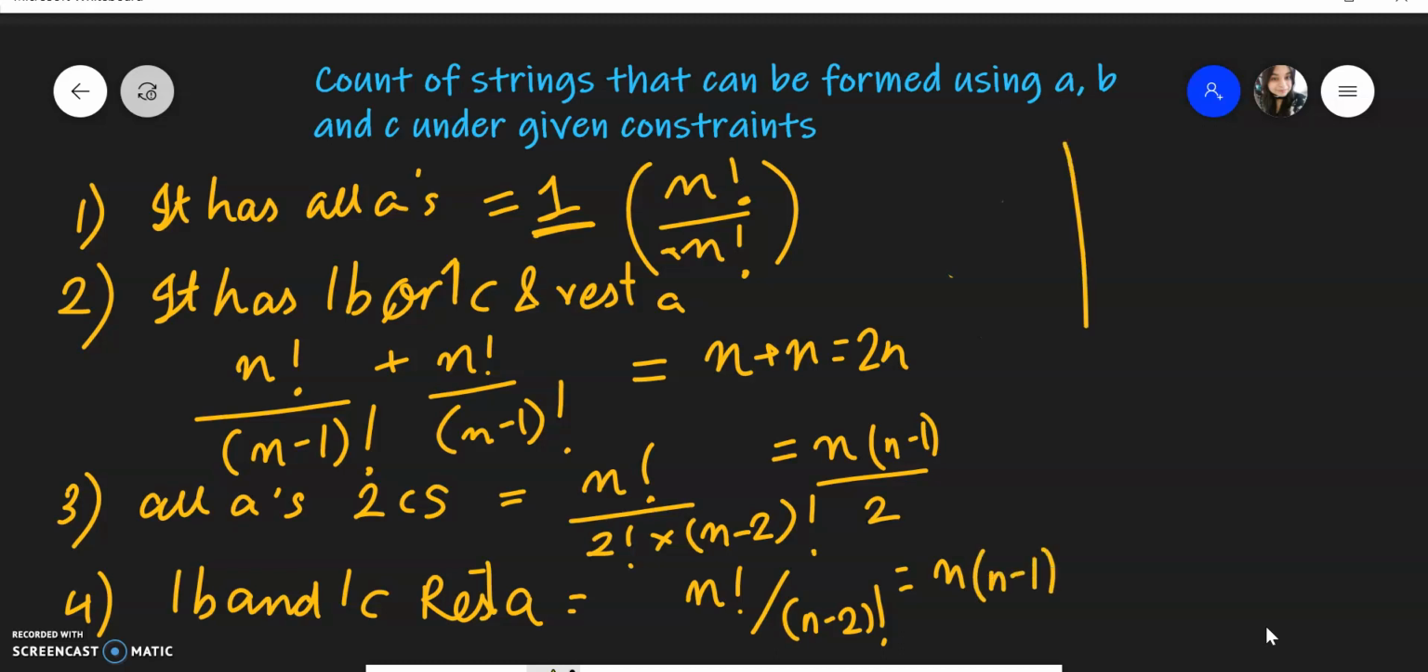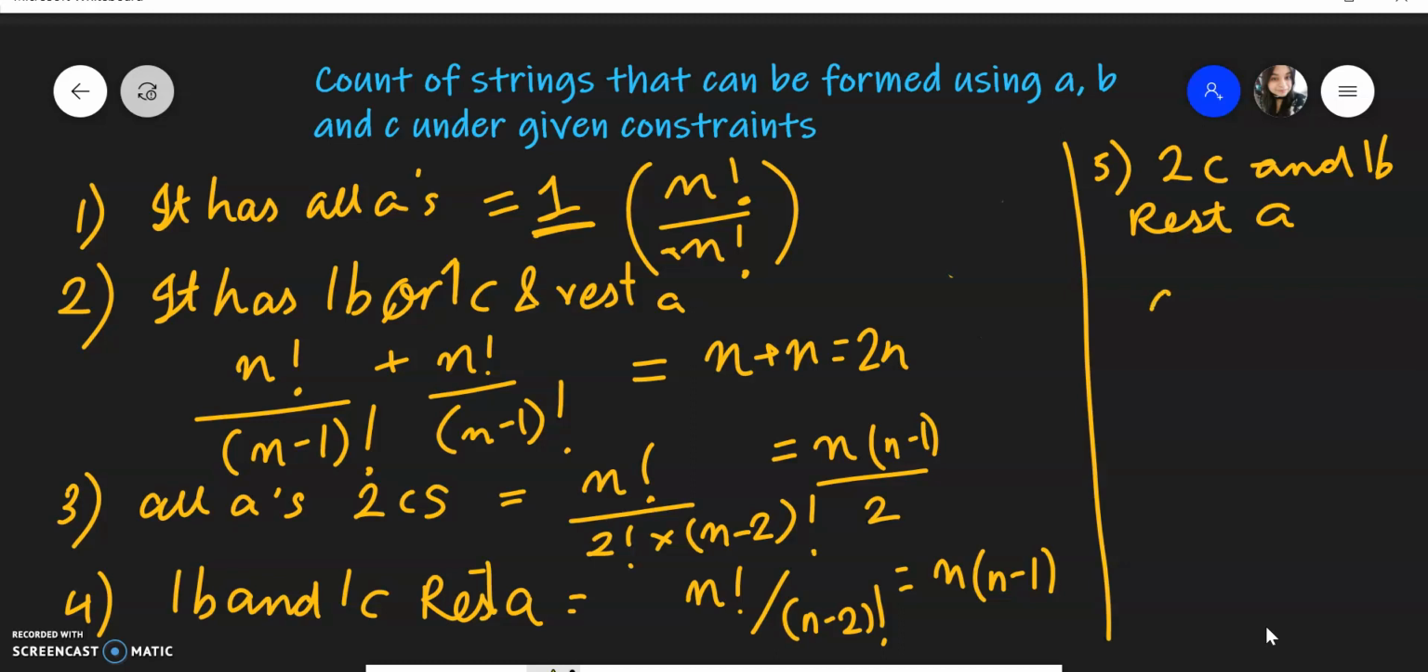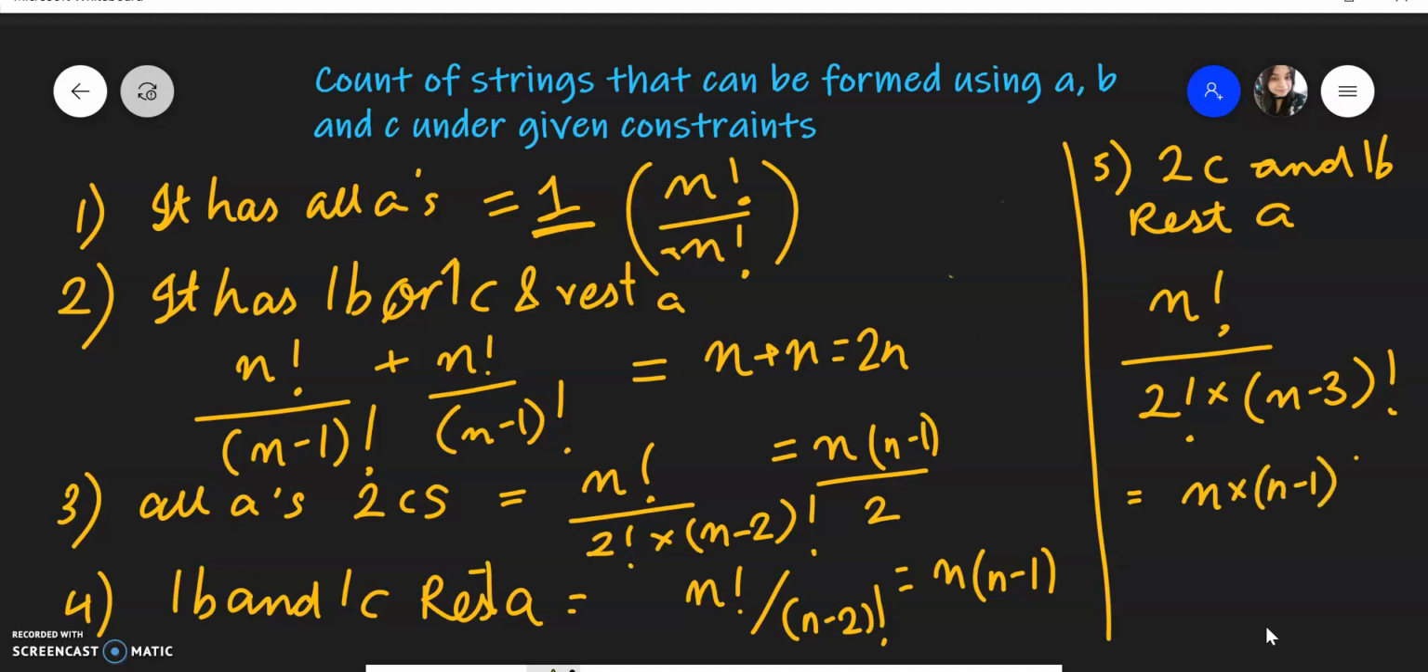Okay, now our fifth case will be 2C and 1B, rest A, right? So this will come out to be n factorial. Now because we have 2C, we need to divide it by 2 factorial, and now A will be n minus 3 because 3 places are fixed, right? N minus 3 factorial. So this will come out to be n into n minus 1, n minus 2 divided by 2.